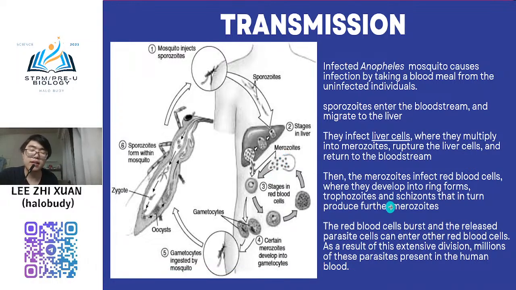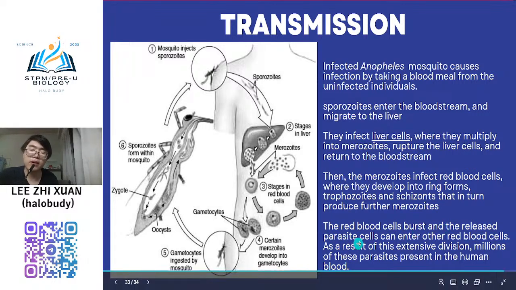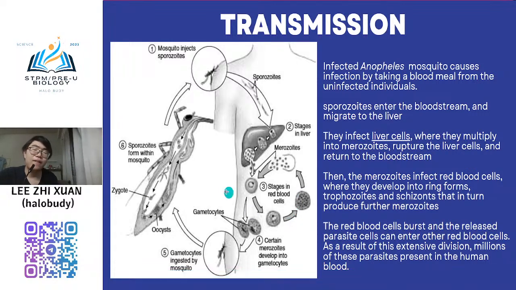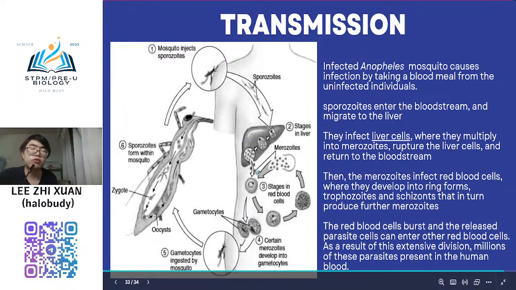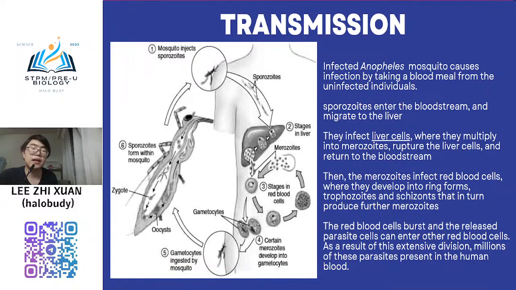Once your red blood cell is infected, it will burst and release parasite cells that can enter other red blood cells. As a result, through extensive division, millions of the parasite are present in your human blood. So this is very, very serious. Very serious, because the merozoite infects your red blood cell, duplicates into many merozoites inside it, and then bursts the red blood cell and releases more and more merozoites, and these merozoites infect other red blood cells again. So they use your body to replicate, to divide, to produce many merozoites.